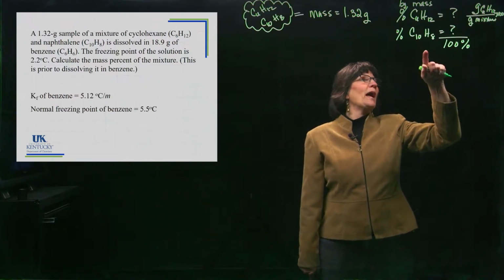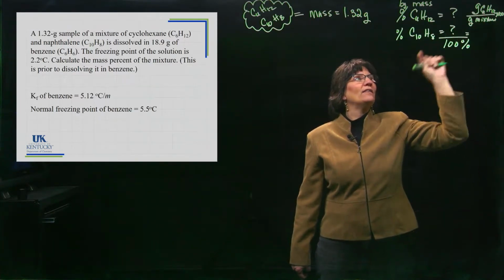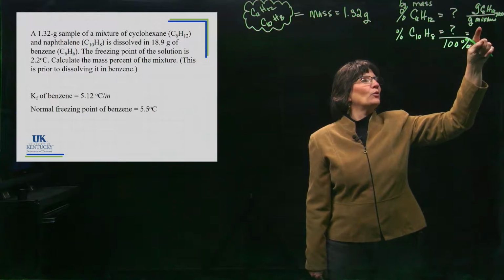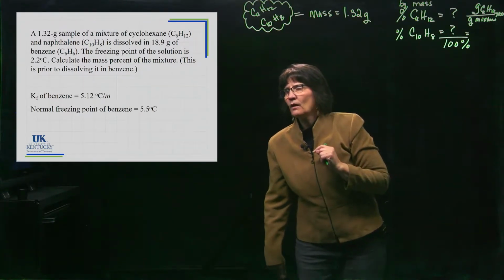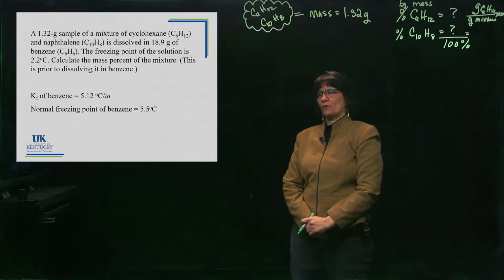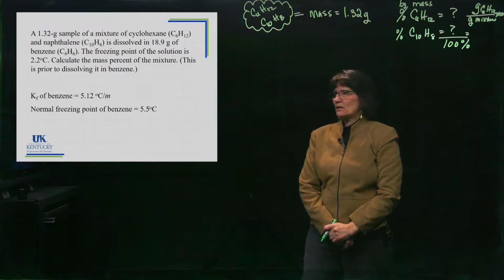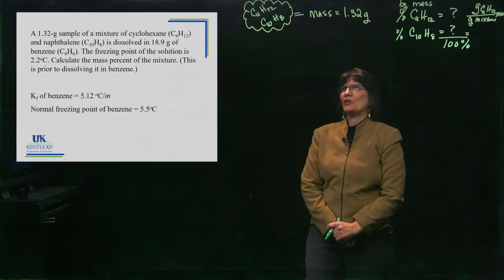Of course, for the naphthalene, it would be the same thing. I could subtract this number from 100 and get this answer, or I could take the grams of naphthalene over the grams of the mixture times 100. So somehow, with this information, I'm going to be able to get the grams of those guys. And it's not very straightforward and intuitive. So let's see what we can do.